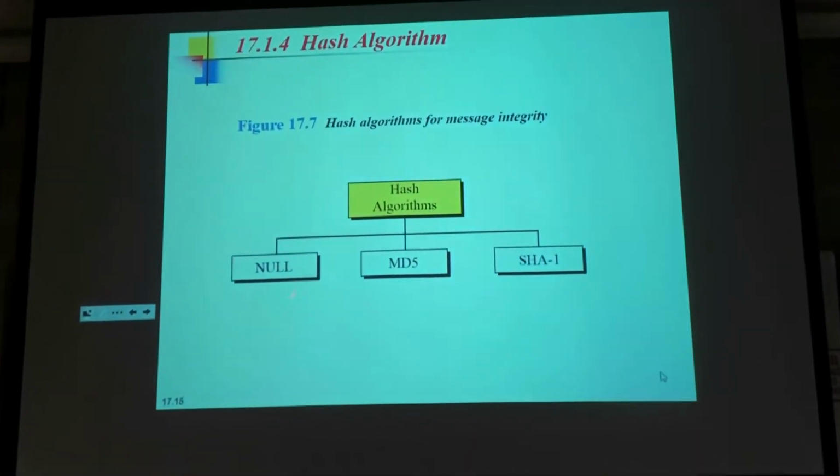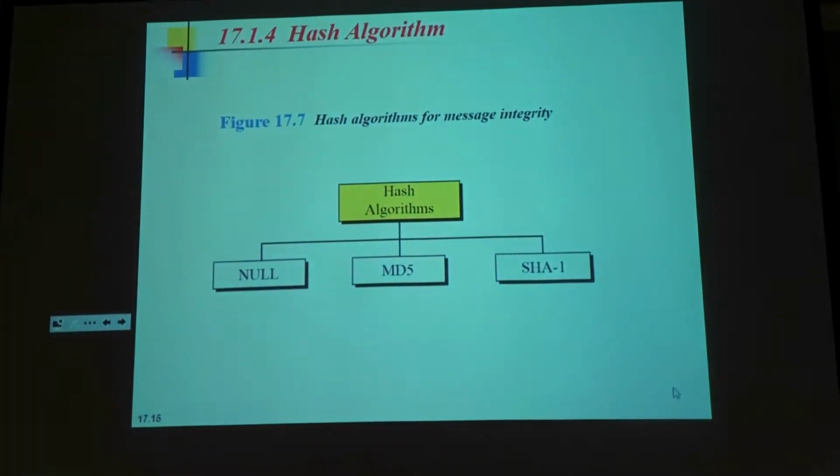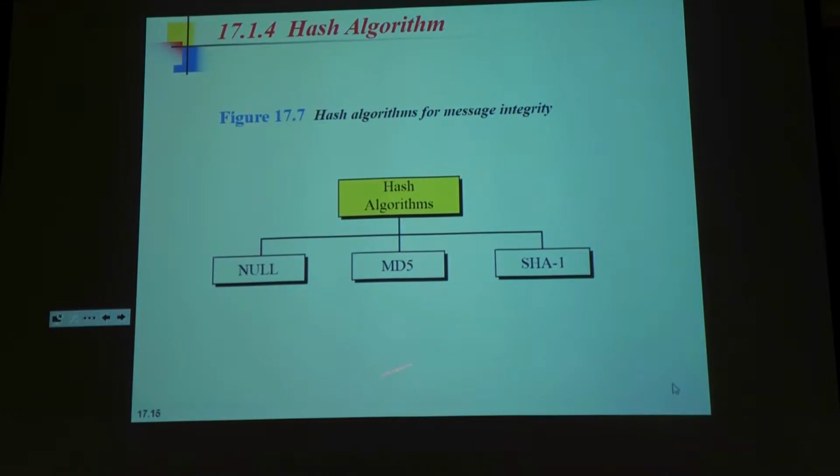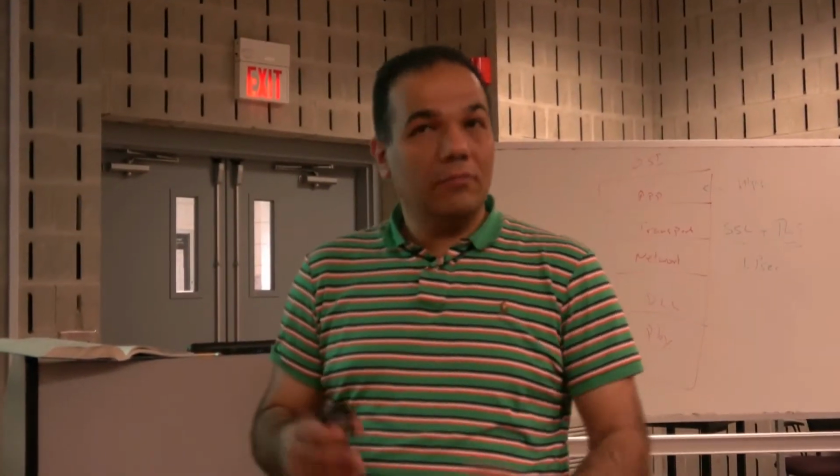So hash algorithms are for message integrity. You could have null: I don't need to have hash, I don't need to create a digest. Or MD5 or SHA-1. Basically MD5 and SHA-1. Do you know how SHA-1 is spelled? About MD5, yes, we studied MD5, right? So now we use it as a block.